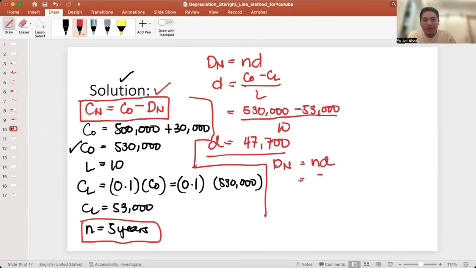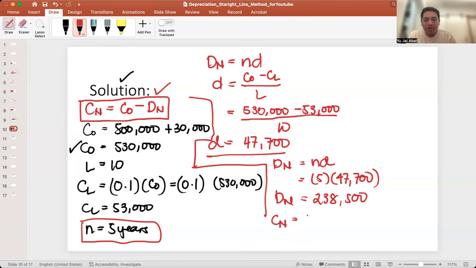So we have 5 years times the D, 47,700. Okay? So the D sub N would be 5 times 47,700. Okay? That would be 238,500. That's the total depreciation after 5 years. Now we can now get the book value. The book value now will be C sub O minus D sub N.